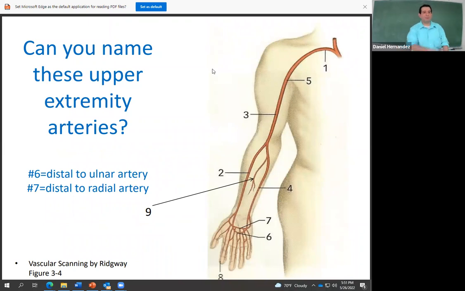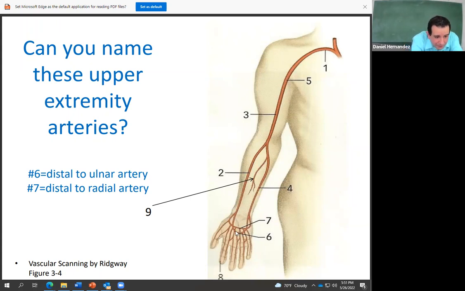Again, just naming the vessels for the upper extremity. This is good practice for you guys. One is going to be the subclavian, or right subclavian specifically. 5, axillary artery. 3, brachial artery. 2, along the lateral aspect of the arm, that's going to be our radial. 4, along the medial aspect, that's the ulnar. 9, the interosseous artery.